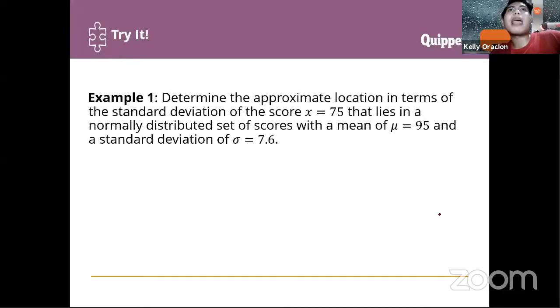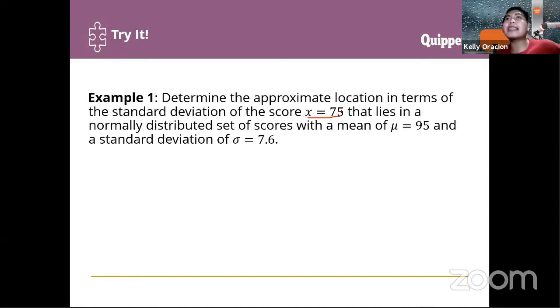Next, let's have an example. Determine the approximate location in terms of the standard deviation of the score X is 75. Our score given here is 75. That lies in a normally distributed set of scores with a mean of 95 and with a standard deviation of 7.6. We are going to locate the approximate location of 75. Asa makita sa 75? Daaba siya sa 1 standard deviation above the mean or 2 standard deviation above the mean. We are going to solve that one.